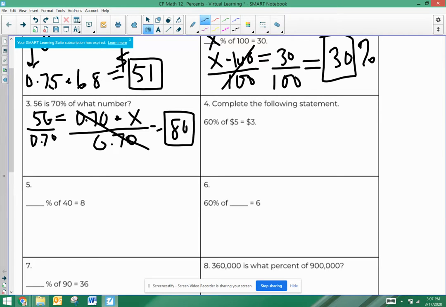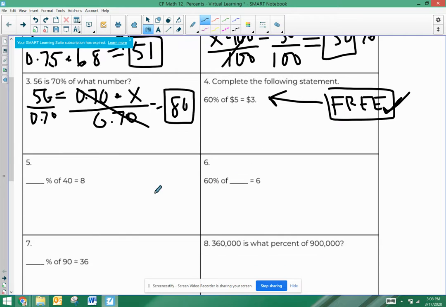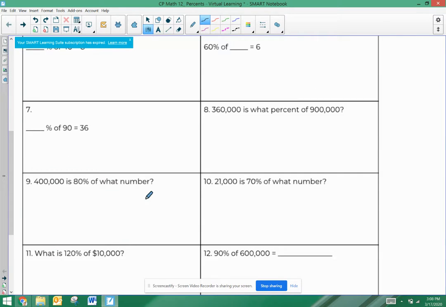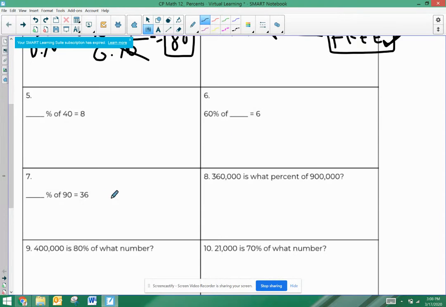Looks like number 3 I already did for you. Yes, I didn't type it in. Nothing to complete. That's like a little free space, like in bingo, you know? You check it off because you already have. Anyway, moving on.